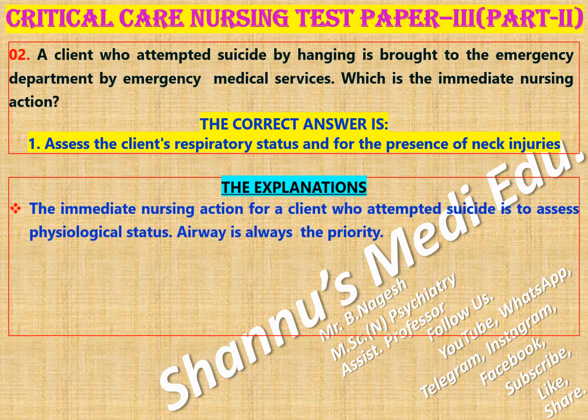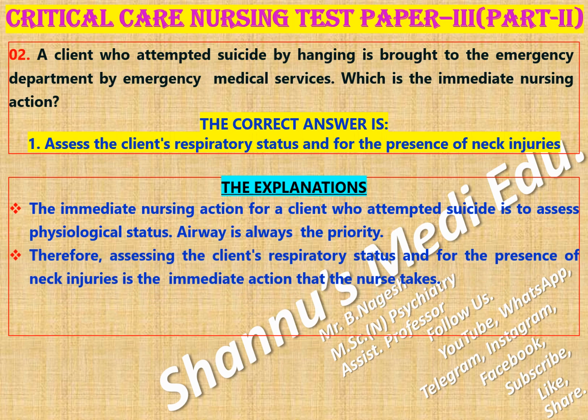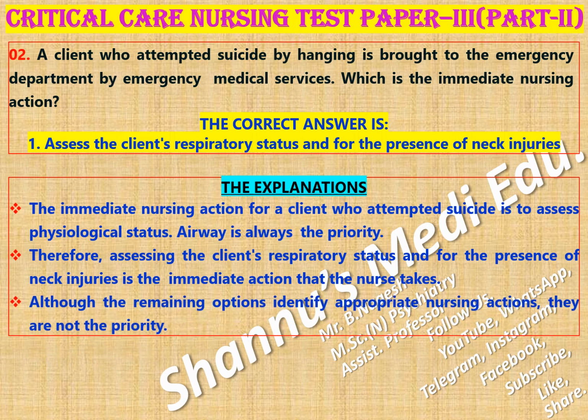The explanation of this question: the immediate nursing action for a client who attempted suicide is to assess psychosocial status. Airway is also a priority. Therefore, assessing the client's respiratory status and for the presence of neck injuries is the immediate action that the nurse takes. Although the remaining options identify appropriate nursing actions, they are not the priority.